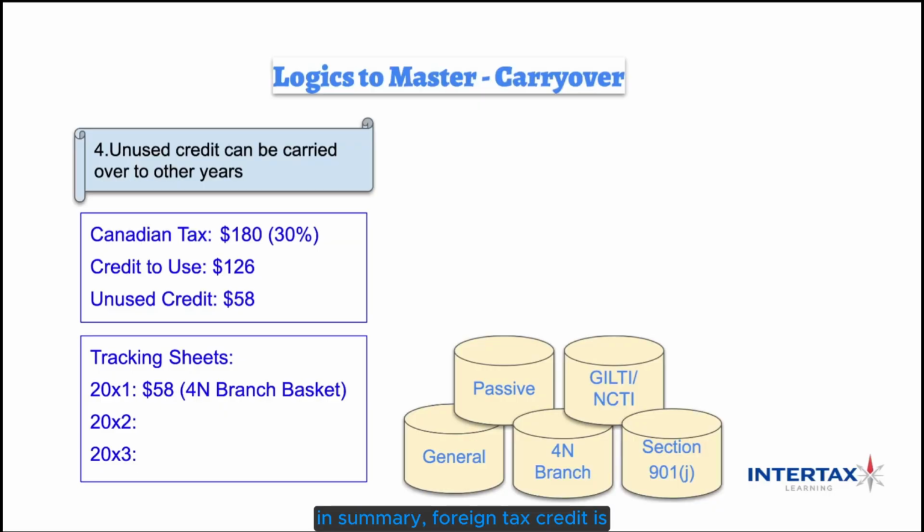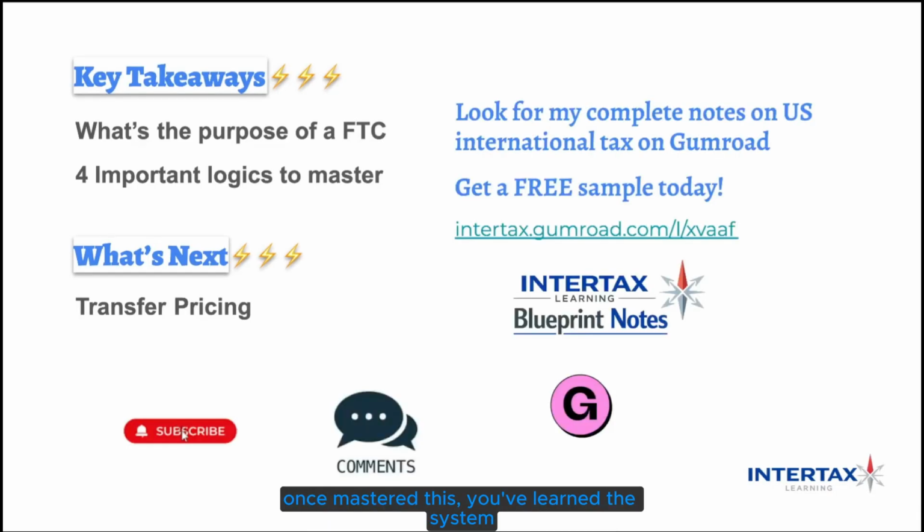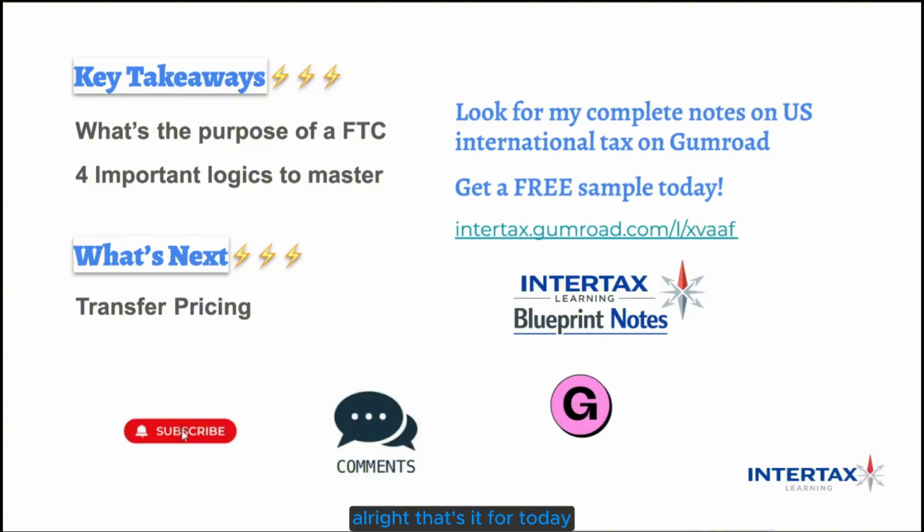In summary, foreign tax credit is how countries share taxing rights in a global economy. Once you've mastered this, you've learned the system. Alright, that's it for today. We went into the purpose of an FTC and its four important logics.